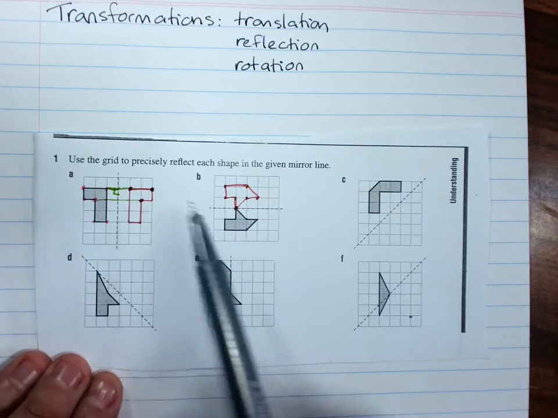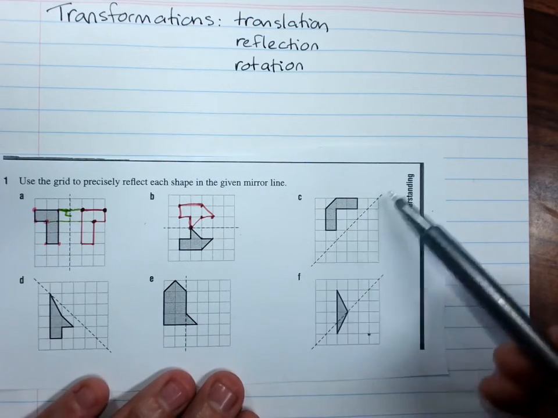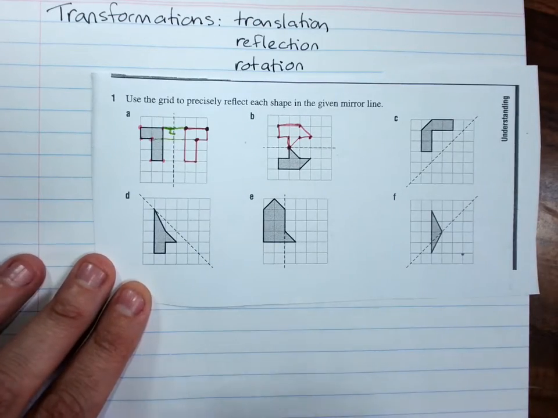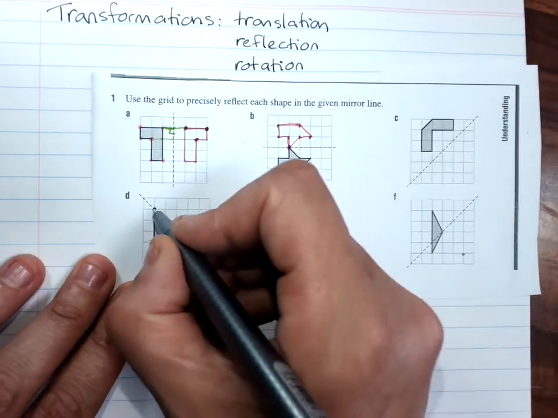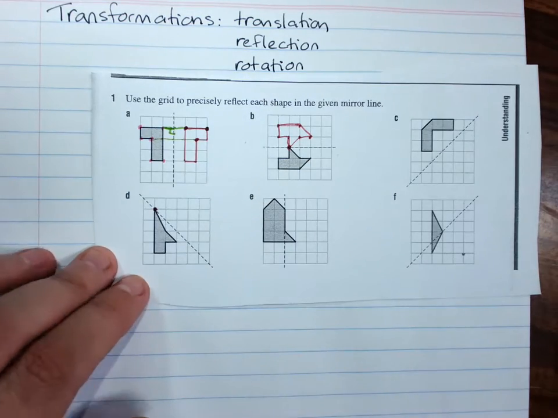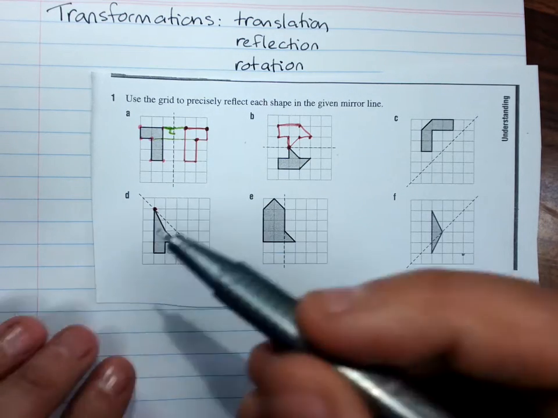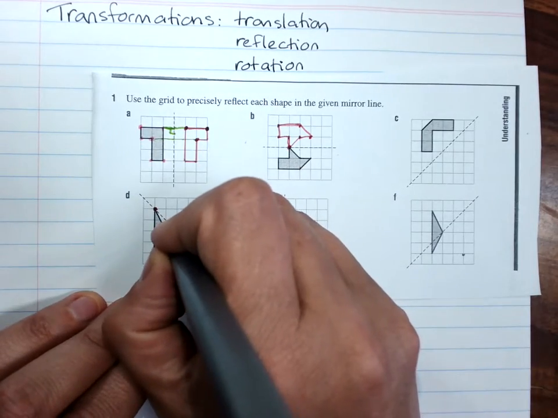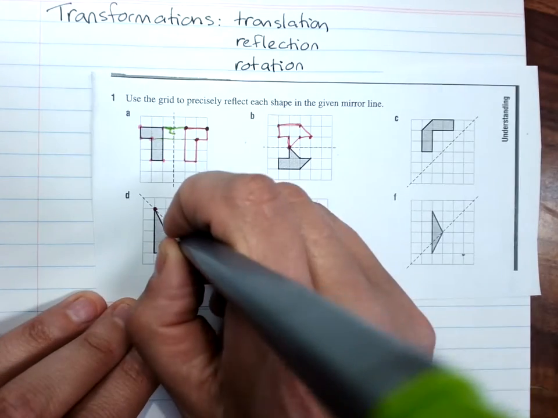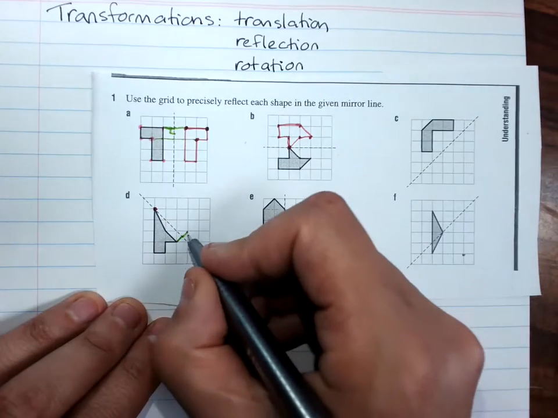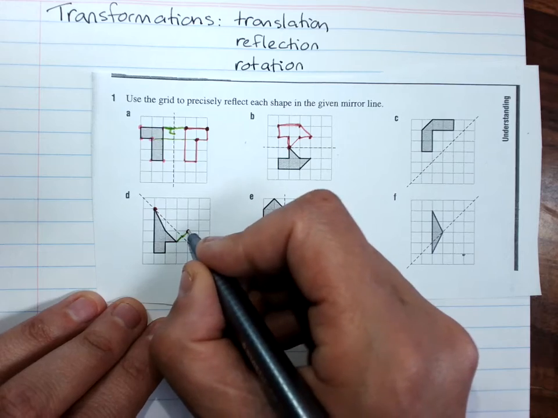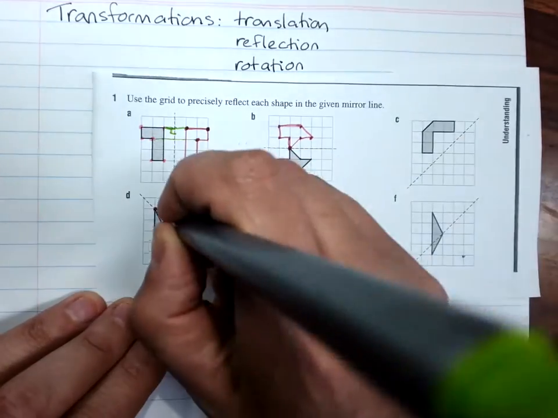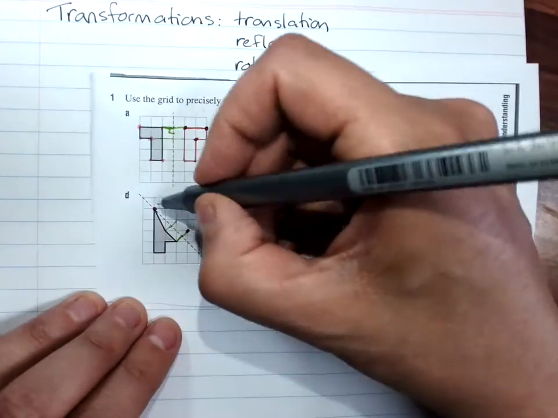Sometimes we don't have a vertical or horizontal line, we've got a mirror image across like this. Let's do letter D. We've got one touching, that point is going to stay touching. We still go from each vertex straight towards the mirror line and exactly that distance straight through. So this point ends up here. This point, straight to the mirror line, straight through, it ends up there.